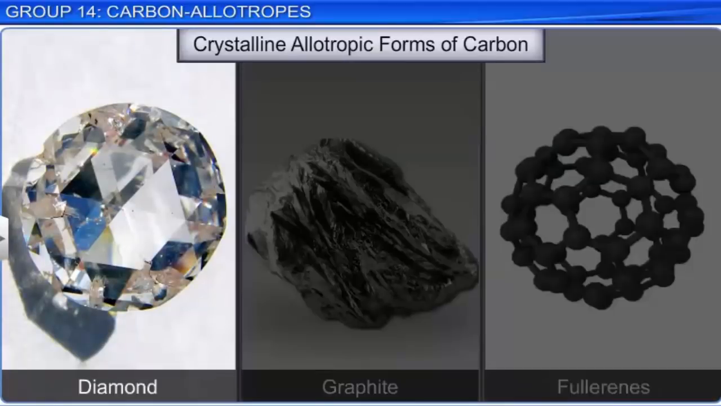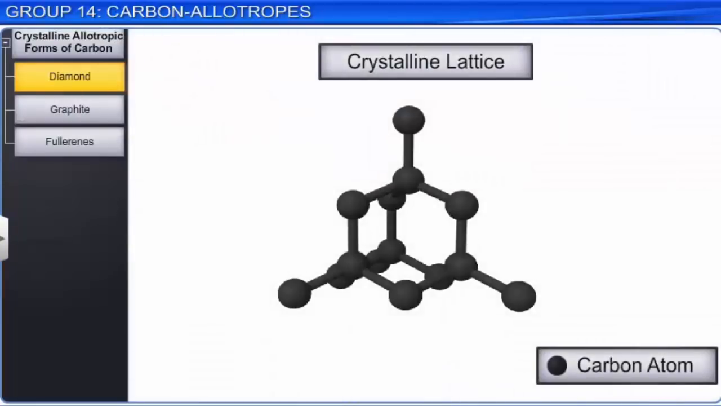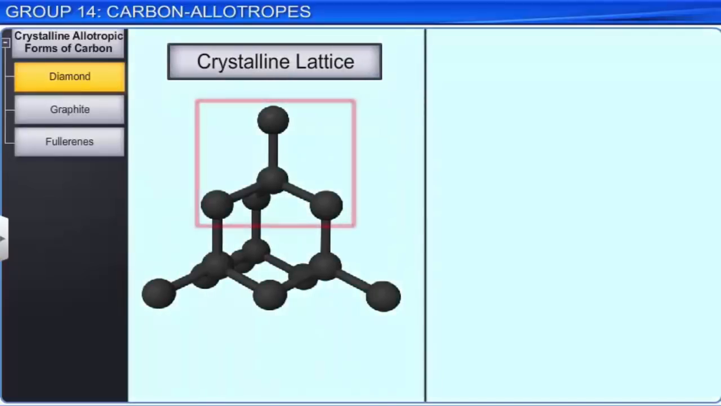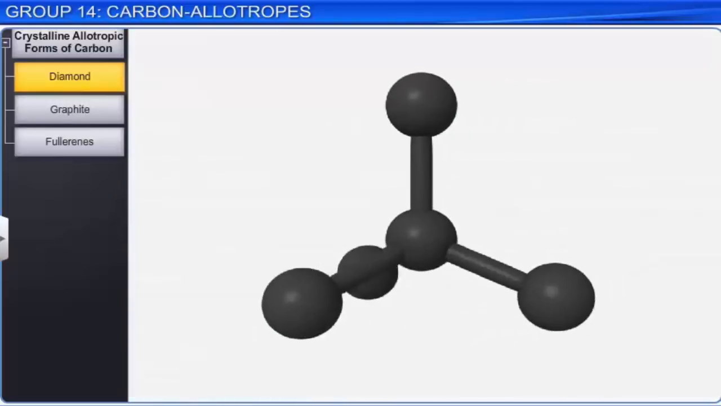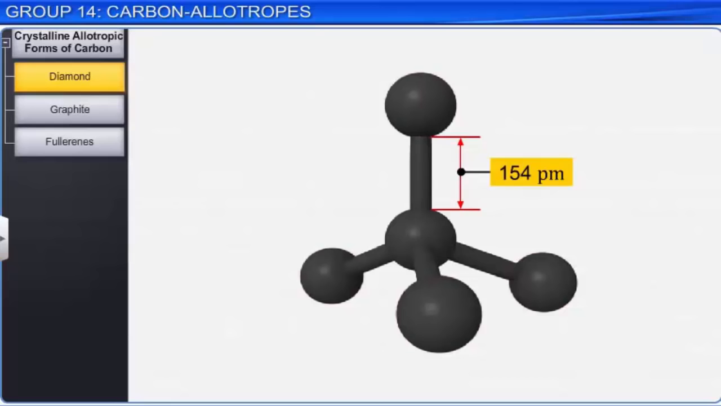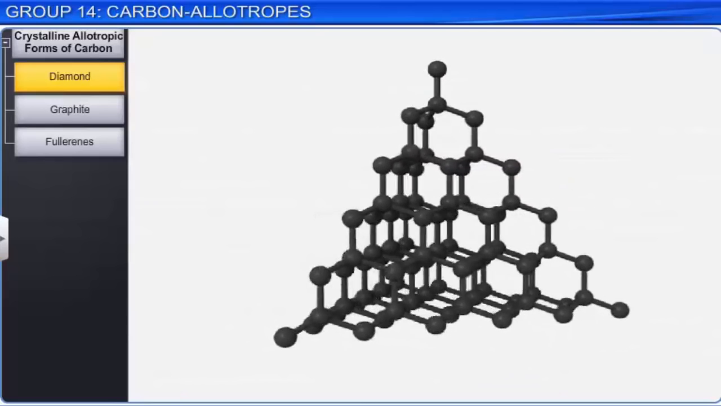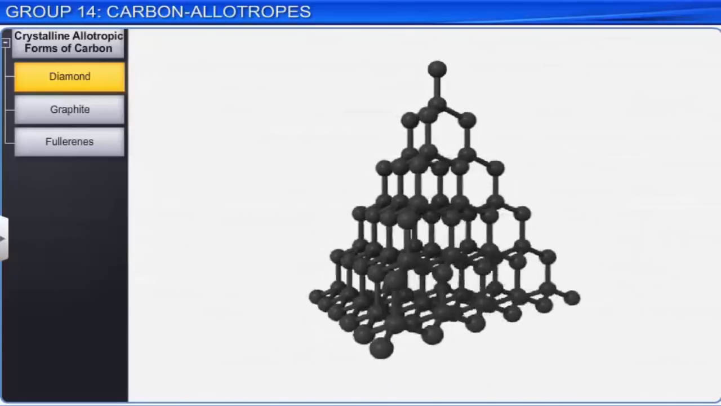Diamond, the first allotrope of carbon, is the hardest substance on Earth. Diamond has a crystalline lattice in which the carbon atoms are arranged in a rigid 3-dimensional network. In diamond, all carbon atoms exhibit sp3 hybridization. Each carbon is bonded to 4 other carbon atoms situated tetrahedrally around it. The C-C bond length is 154 picometers. This directional network extends in space and produces a 3-dimensional network of carbon atoms, as shown in the illustration.